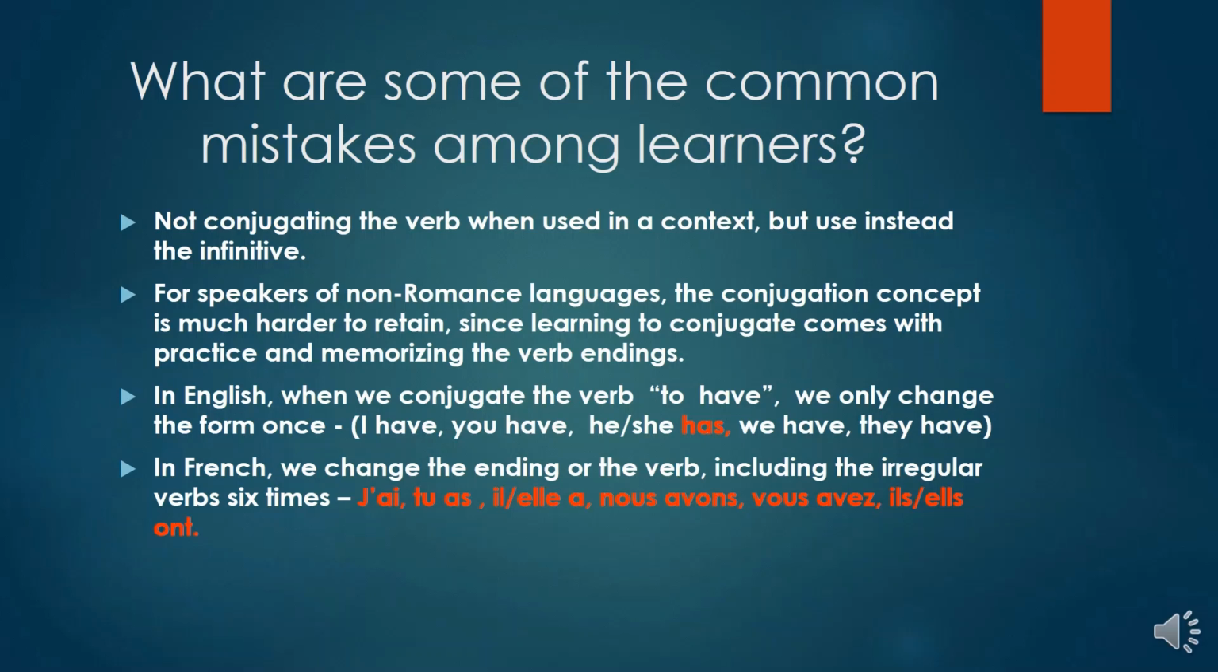In French, instead, we change the ending of the verb, including the irregular verbs, about 6 times, with all subject pronouns. For example, if we conjugate the verb avoir, we have j'ai, tu as, il a, elle a, nous avons, vous avez, ils, elles ont.